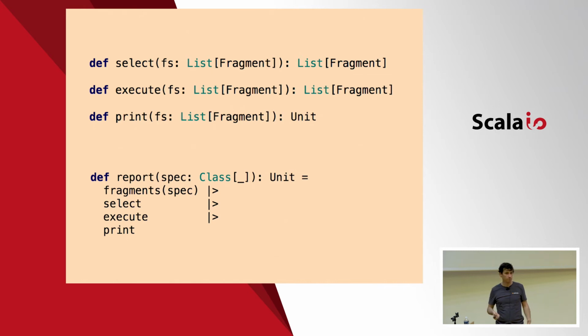And the printing, same thing. You take your list of fragments, and you just print them out to the console. So in first approximation, that's all Specs2 does: build the list of fragments, filter it, execute it, print it. It's just one line.